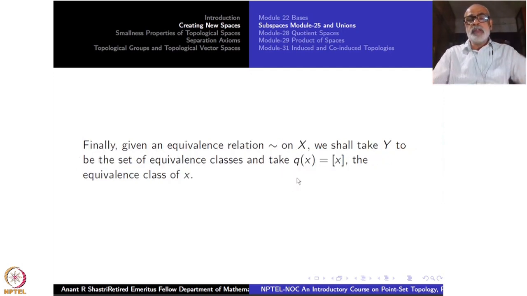Finally, suppose you have an equivalence relation. We shall denote the equivalence class of an element x of X by bracket x. I can also take q of x equal to bracket x, where the set of all brackets x forms the set Y. What is Y? Y is the set of equivalence classes. Now what is q(x)? It is the equivalence class of x. So that is a surjective function. So a surjective function gives rise to a partition. A partition gives rise to an equivalence relation. An equivalence relation gives rise to a surjective function.